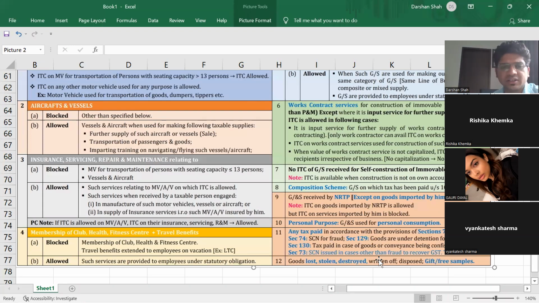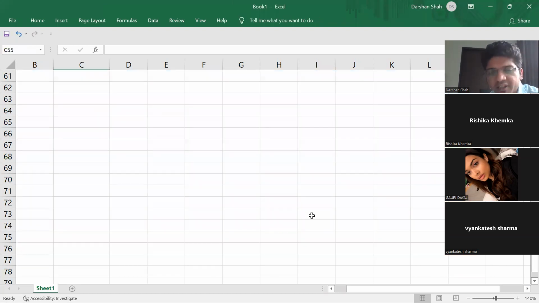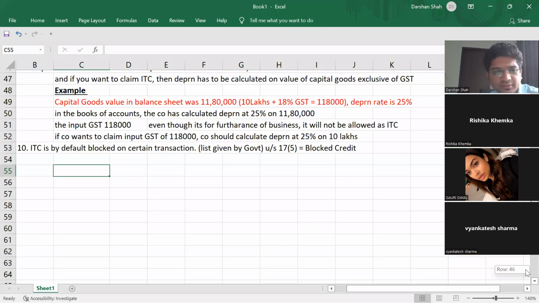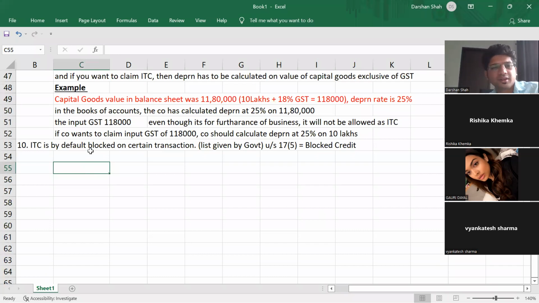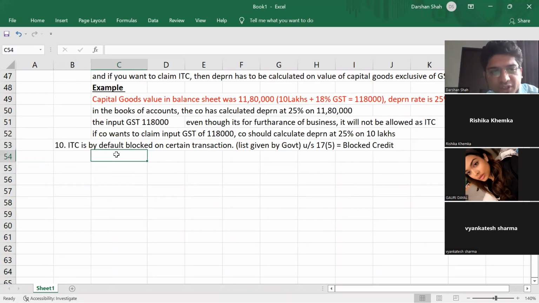How hard is this list, guys? It's not that difficult. Let me delete the list and let me ask you now. ITC is by default blocked on certain transactions. You guys tell me one by one. What was the first one?